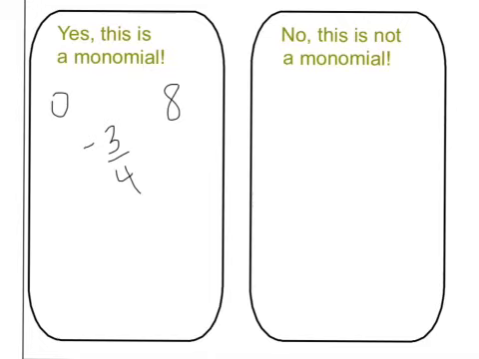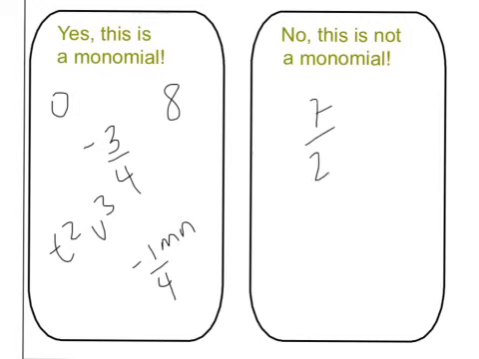You could have a bunch of letters next to each other. So you could have t squared v to the third power. Or a fraction with variables. So you could have negative 1/4, and it could be mn, something like that. Examples of not a monomial is 7 over 2z. You can't have a variable in the denominator. Or adding or subtracting, like 2x plus 2y is not an example.